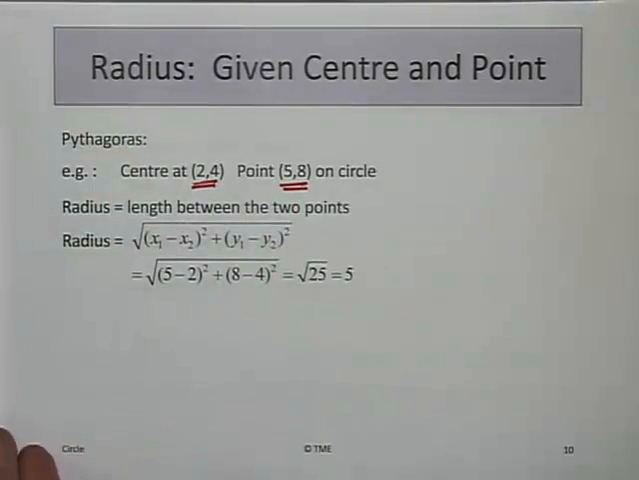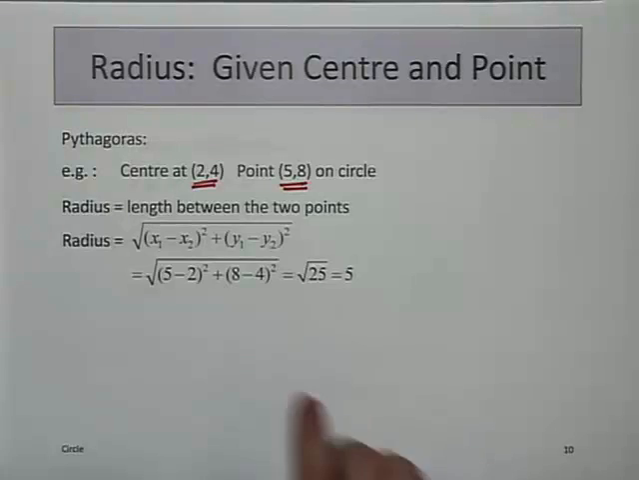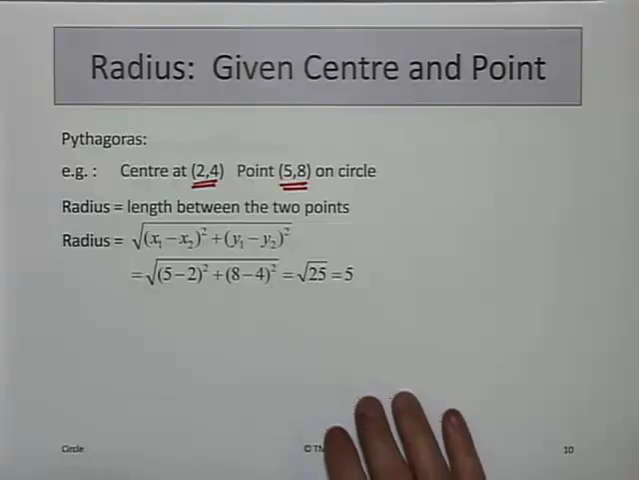I have a center at 2, 4, a point at 5, 8. So this is the next type of question. Exactly the same, but it's not at 0, 0. They say the radius is the length between the two. Will you actually draw that circle?